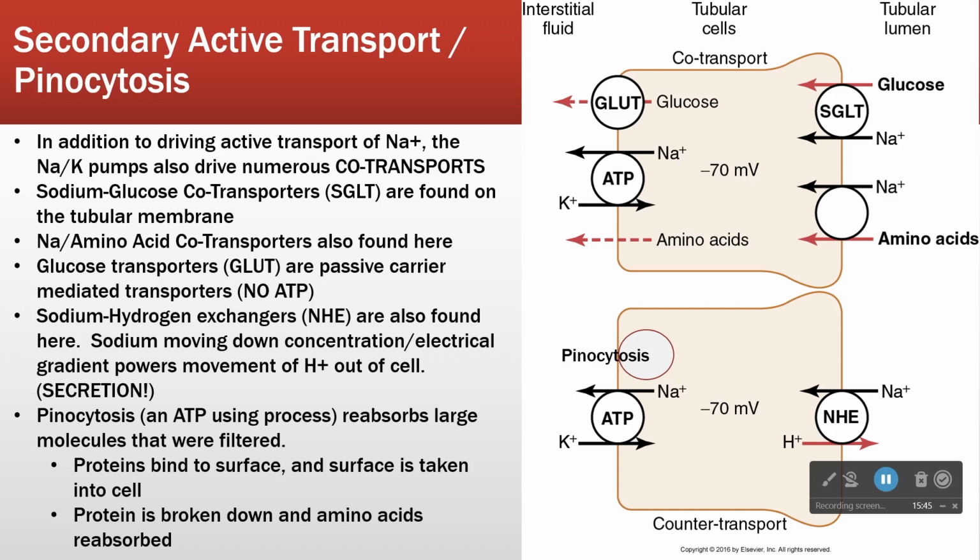Pinocytosis, right? So you've got a little bit of protein in the lumen, right? A little bit of protein managed to squeeze through the filtration membrane. This membrane is attractive to protein, so protein binds, pinocytosis pulls it in, the protein is digested, and the amino acids are then reabsorbed.